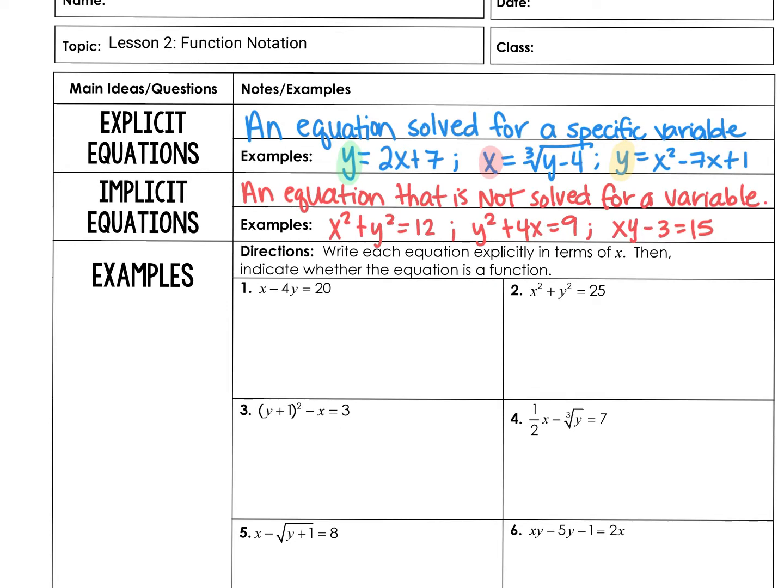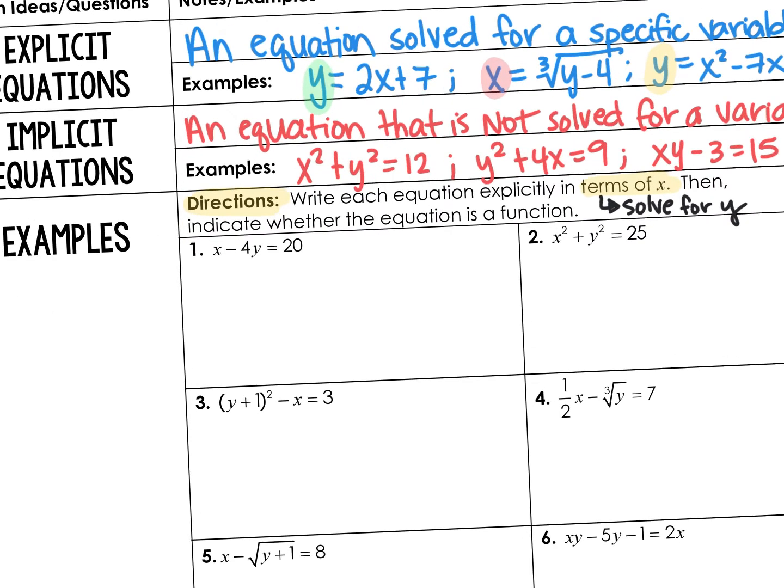Now let's put this into practice. On the examples here, it says write each equation explicitly in terms of x. Then indicate whether the equation is a function. By writing each equation explicitly, we're going to be able to tell more easily if our equation is a function or if it's not a function. So when it says to write each equation explicitly in terms of x, what we're talking about is solve for y. If you have y on one side of the equation, then the rest of the equation is written in terms of x.